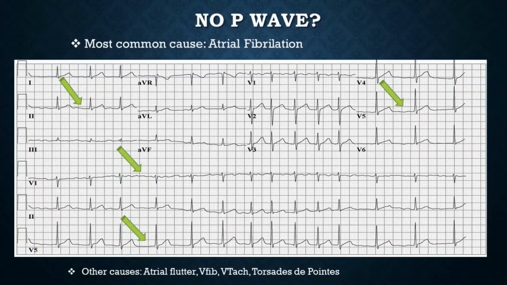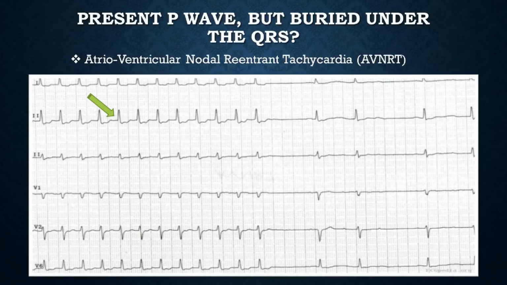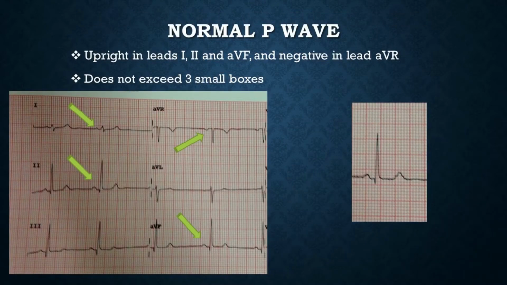The most common condition where you won't find P waves is AFib. On the other hand, P waves may be present, but you might not be able to see them if they're buried within the QRS complex, as in AV nodal reentrant tachycardia. Now, a normal sinus P wave is generally upright in leads 1, 2 and AVF, and negative in lead AVR, and its length does not exceed 3 small boxes.